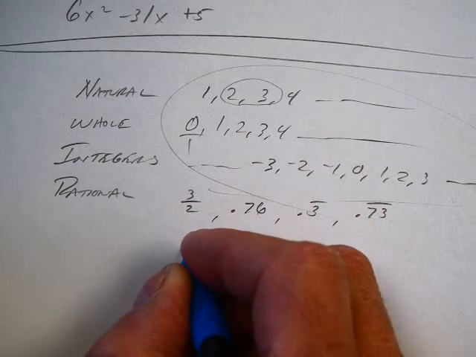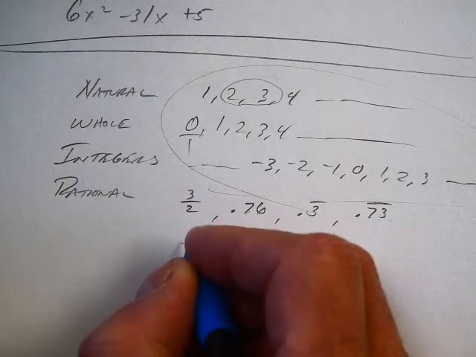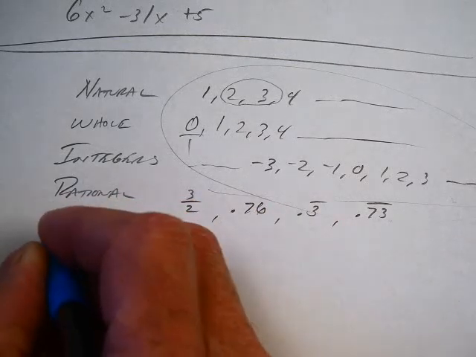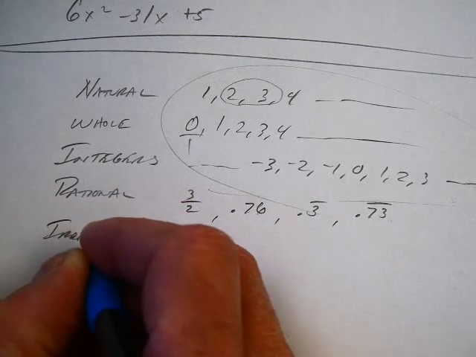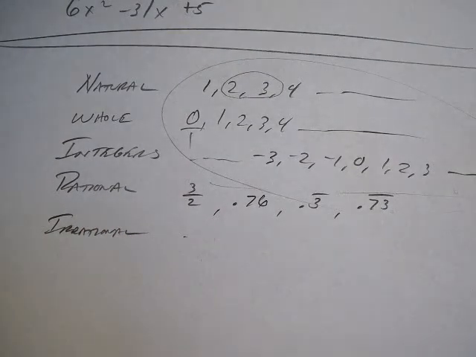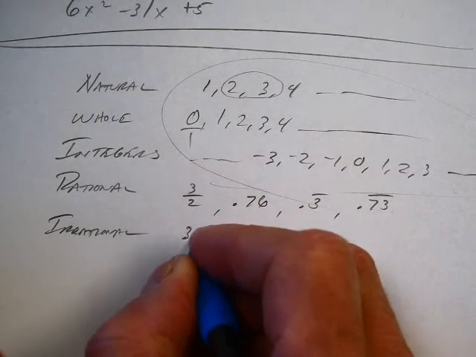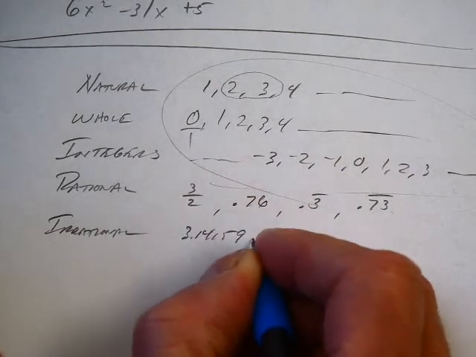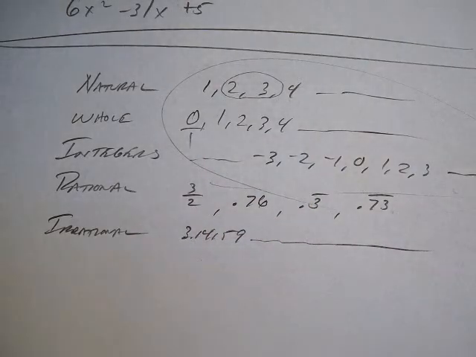But if we have like three halves, that's rational. Zero is rational because 0 over 1. 0.76 is rational because it's 76 over 100, 76 hundredths. Okay. If I did something like 0.3 repeating, that's rational because it's 1 third. Good. Okay. Even if I did something like 0.73 repeating, that's rational. Anything that's repeating is going to be rational in some way, shape, or form.